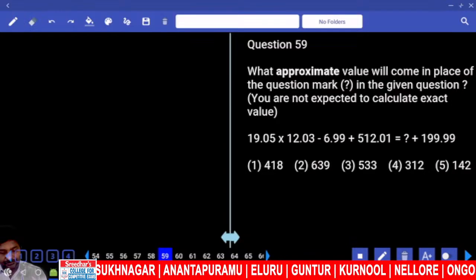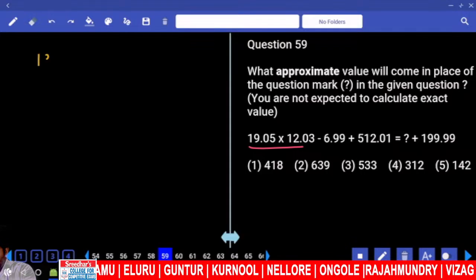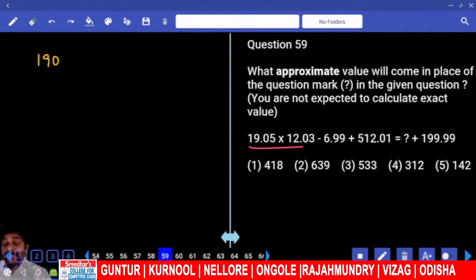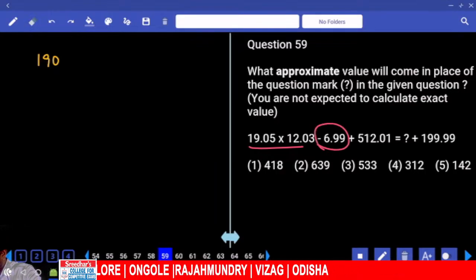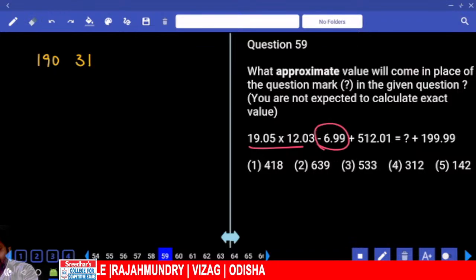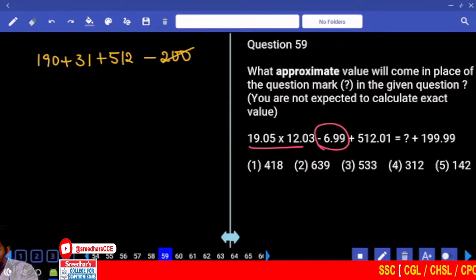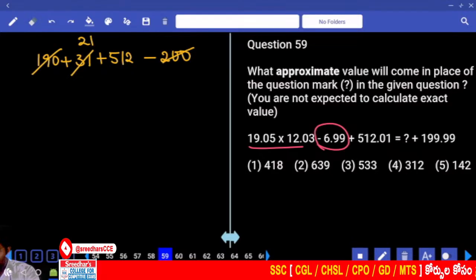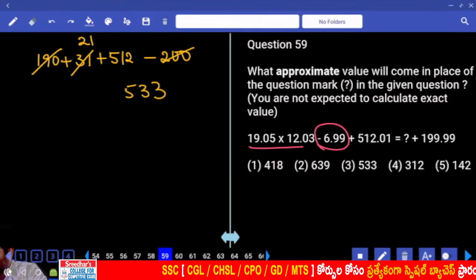Is it clear? Next, approximations. 19 12 times, 19 10 times, 19 2 times, 38. Immediately I saw minus 7. 31 plus 512. Right hand side 200. I'll subtract 190 here, I'll subtract 10 here and write 21. Answer 533. Followed.